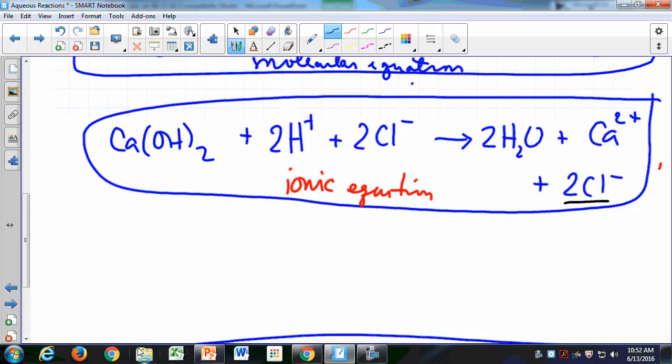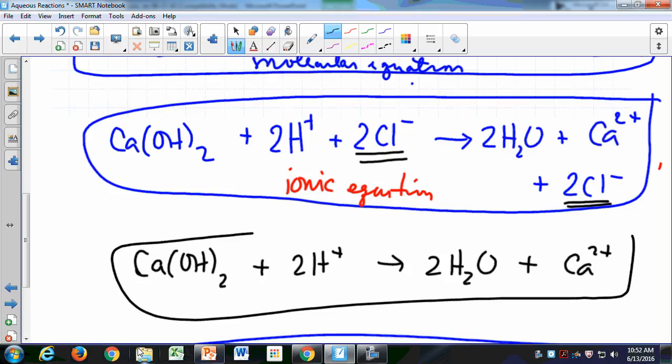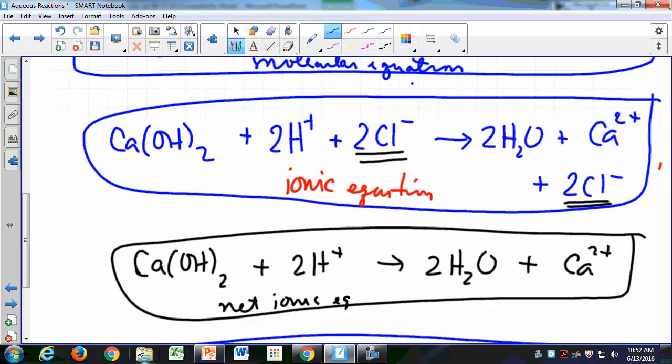And finally, to get your net ionic equation, you need to cancel your spectator ions. Your spectator ions here are the chlorides. So you say calcium hydroxide plus 2H plus yields 2H2O liquid plus calcium ions. This is your net ionic equation. Okay?